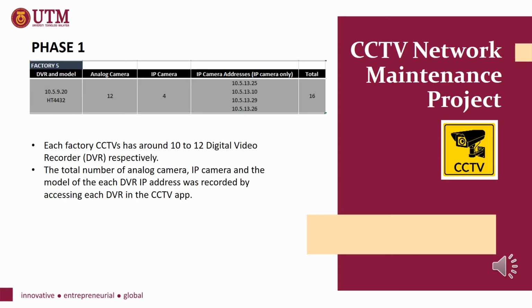In phase 1, the data collection of the digital video recorders in the CCTV was done. Each factory CCTV has around 10 to 12 DVRs respectively. The total number of analog cameras, IP cameras, and the model of each DVR and its IP address was recorded by accessing each DVR in every factory in the CCTV app.